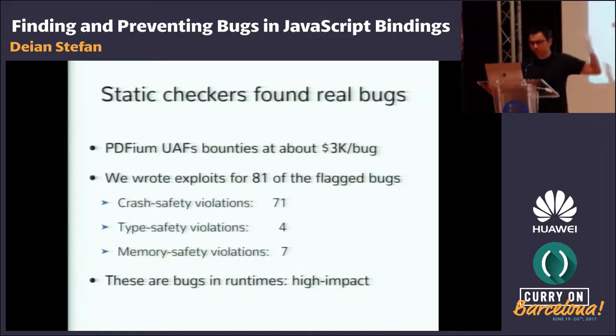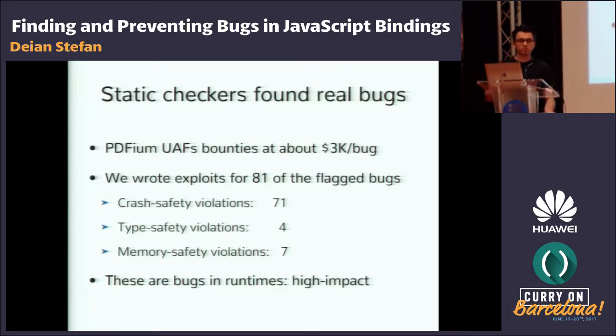Okay, so that particular bounty, that particular bug, Chrome actually recognized as a problem, and it's one of the few ones that we reported, and I guess it's a signal that they actually do care about these kinds of use after freeze. But of the others, of the 81 bugs that we confirmed, they roughly break down into mostly crash safety, so roughly 70 crash safety bugs, and then a few type safety and memory safety violations.